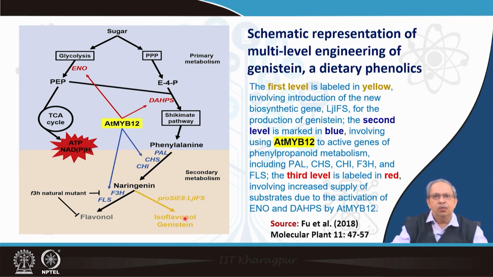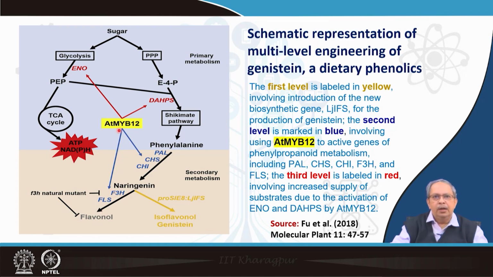So, next what you should plan is the second level of targeting, where you take a transcription factor gene that you can get from a model plant. Here it is Arabidopsis thaliana. What it does is upregulate the expression of the upstream genes of the flavonoid pathway like PAL, CHS, CHI. We will learn the details in the subsequent classes. Not only that, it will also upregulate another pathway which makes the flavonol.